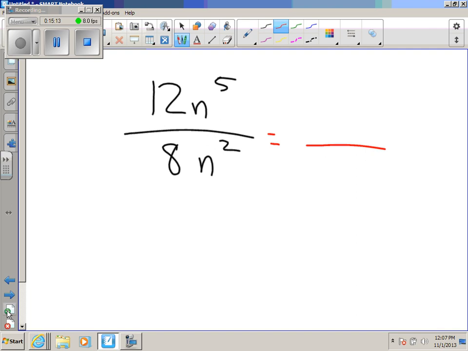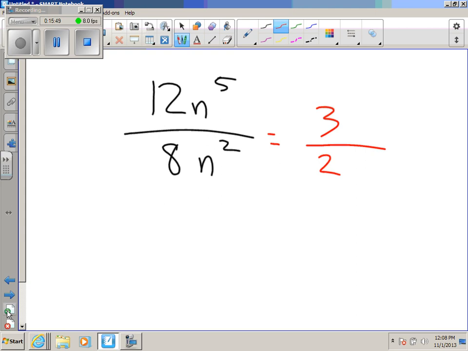12 is not divisible by 8. However, if you saw 12 over 8, could you simplify it without making it a mixed number? Can you just simplify the 12 and the 8? What is their GCF? What's the biggest factor they have in common? 4. So 12 divided by 4 is the 3 on top. 8 divided by 4 is the 2 on the bottom. Good. We just simplified it. And I have n to the 5th on top and n squared on the bottom.